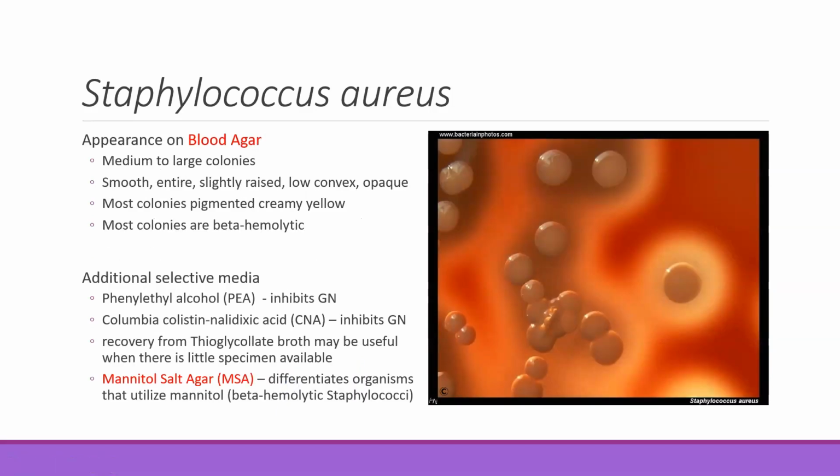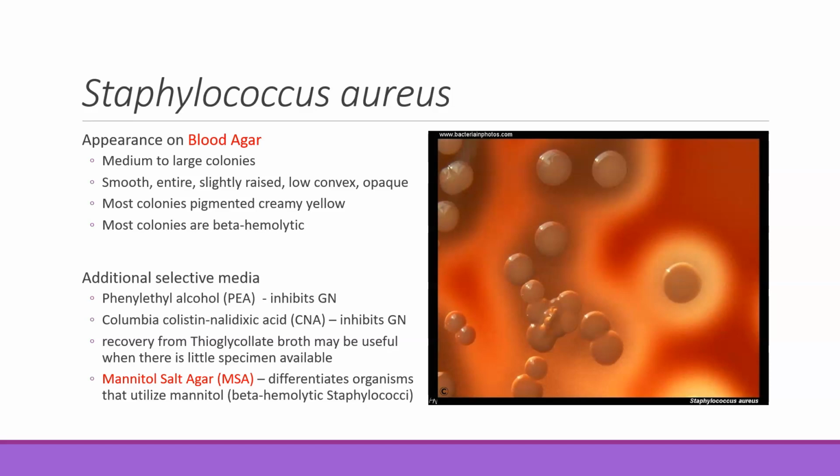When we look at Staph aureus on the blood agar, we see medium to large colonies. They're usually smooth, entire, slightly raised, low convex, and opaque. Most colonies are pigmented creamy yellow, as you can see here, and most of them are beta hemolytic. So as we hold the slides up to the ceiling, we'll be able to see through it. There's additional selective media that we can use.